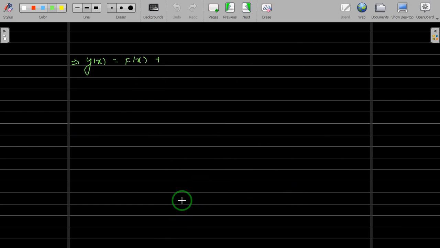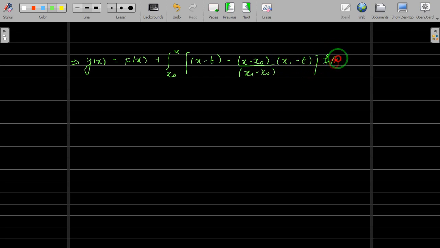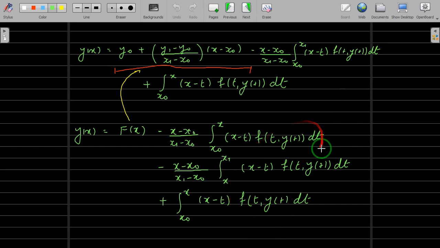So that will be, check the entire thing, integral from x naught to x, take the bracket, x minus t minus (x minus x naught) divided by (x1 minus x naught) times (x1 minus t), f of t, y of t dt. In fact, those integrands are not the same because I missed something.